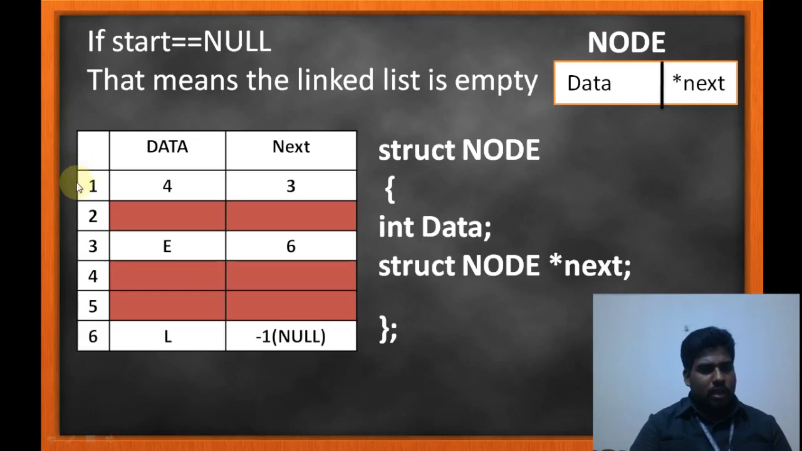Listen carefully. Here, how many bytes of memory are there? Totally 6 blocks, 6 bytes of memory. In the first byte, this red color denotes it is already full. So now I want to allocate 3 data. I want to store 3 data. The first data is 4. I want to arrange them continuously.